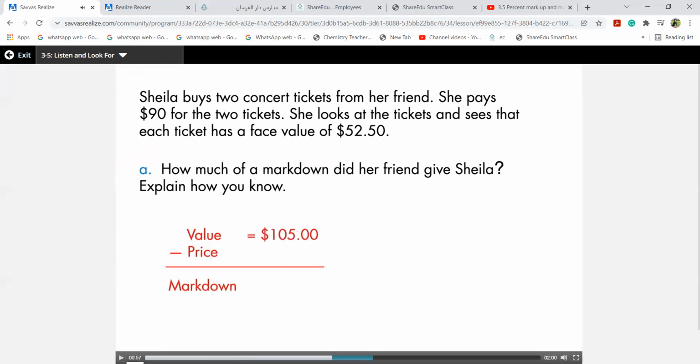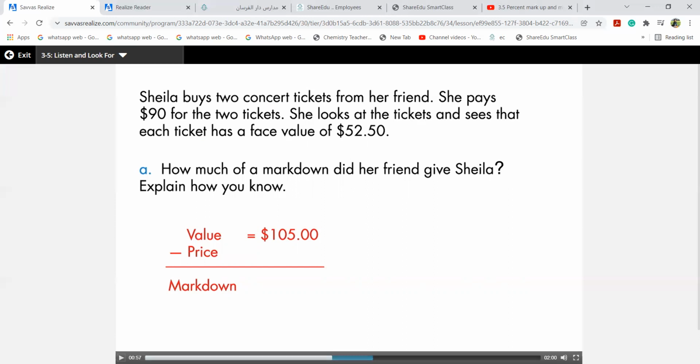Now see, Sheila buys 2 concert tickets. In word problems, instead of Sheila, you can imagine your friend. Especially now Saudi Arabia also has movie tickets. So you have concert tickets from her friend. You know concert, what is the meaning of concert? Like what happened in Riyadh.